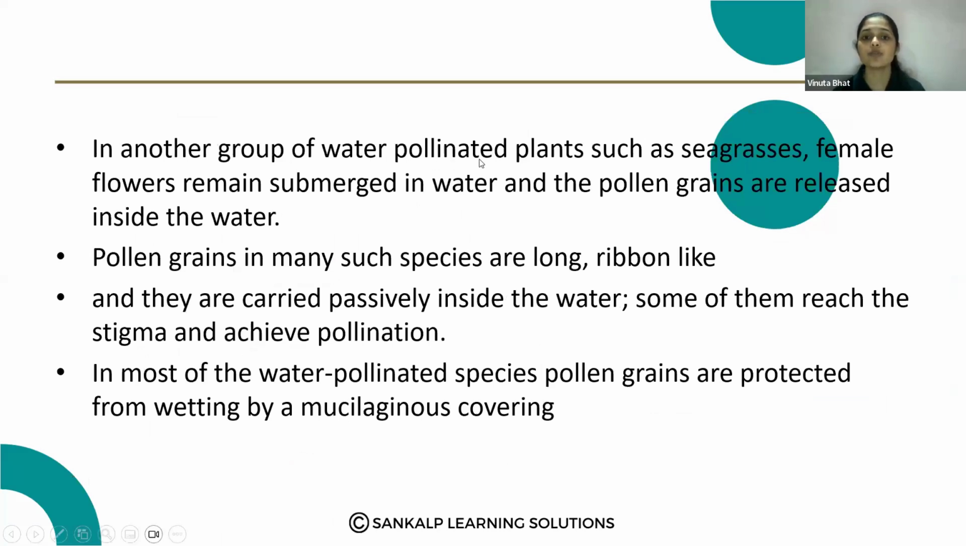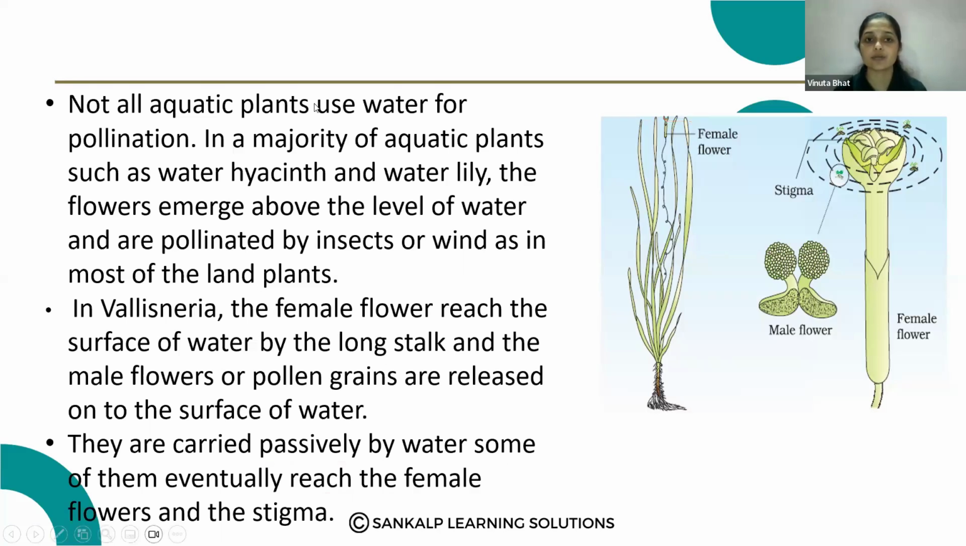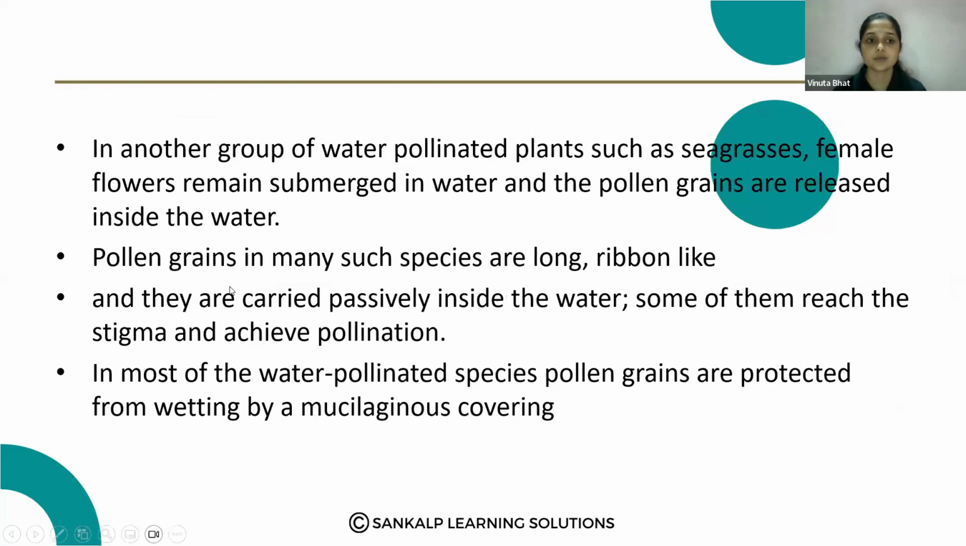Then in another group of water pollinated plants such as sea grasses, the female flowers remain submerged in water and the pollen grains are released inside the water. There is one more type of plant where the female flower is submerged, meaning the female flower is present inside the water. Just imagine the female flower inside the water, and the pollen grains are transported to the stigma of the submerged female flower, right? The pollen grains are released inside the water.